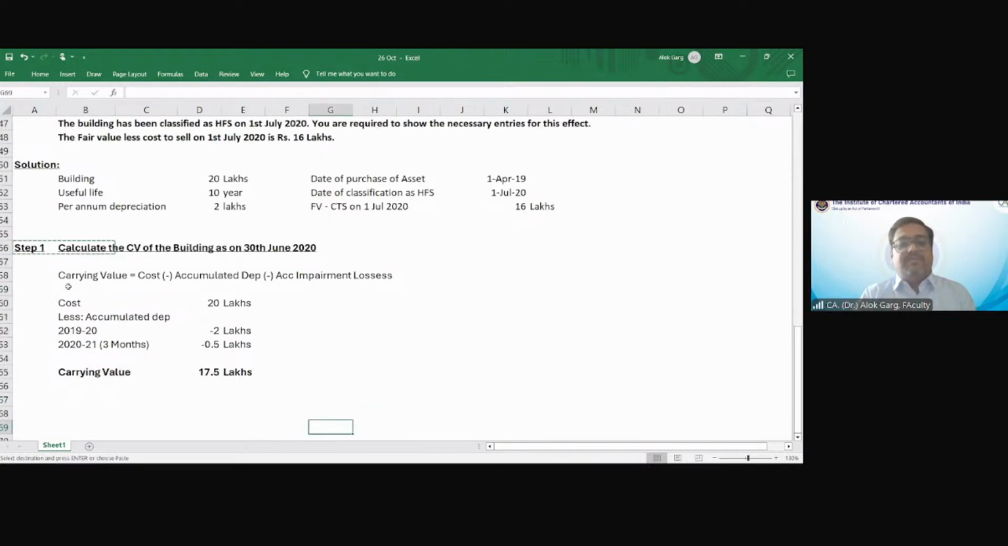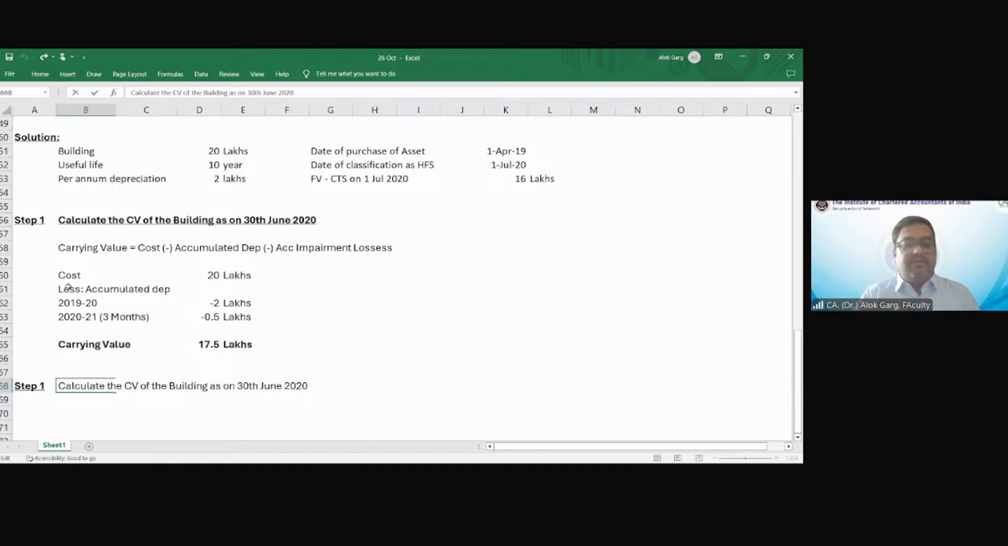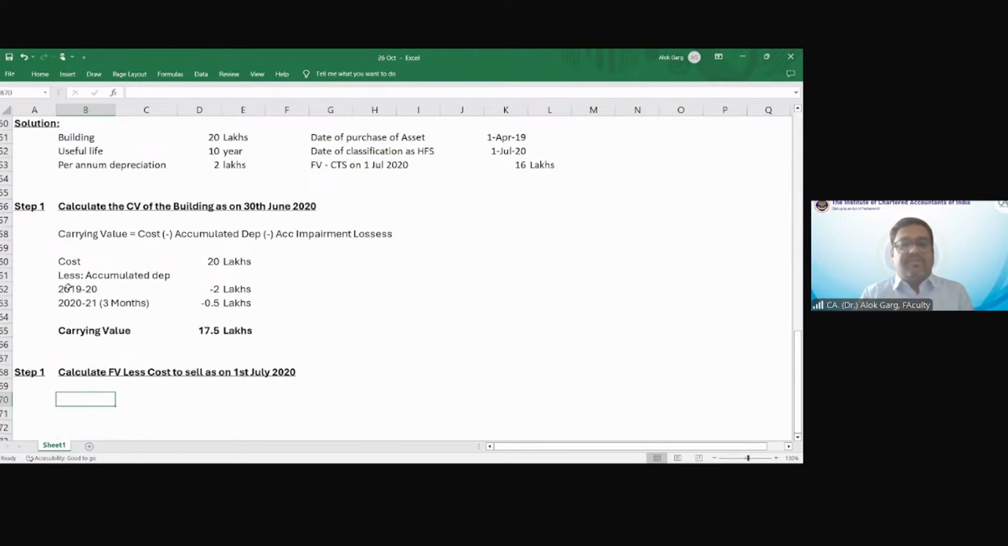What is my step number 2? Calculate fair value less cost to sell. What is my fair value less cost to sell on the 1st July 2020? That is given in the question: fair value less cost to sell on 1st July is 16 lakh. This is given in the question.